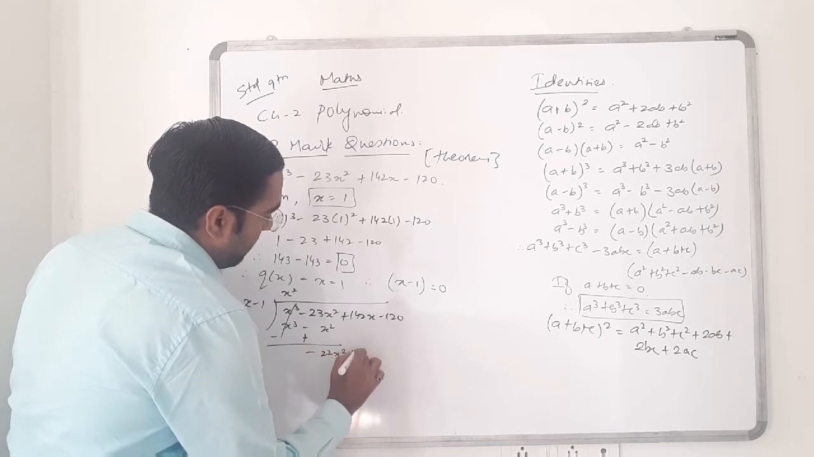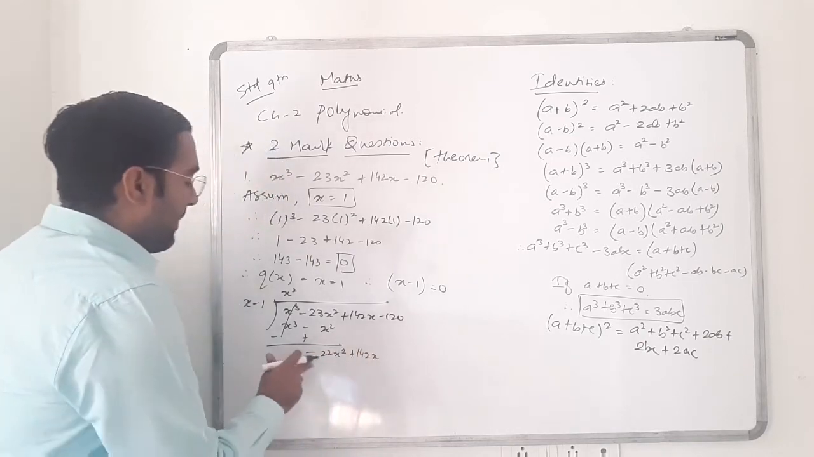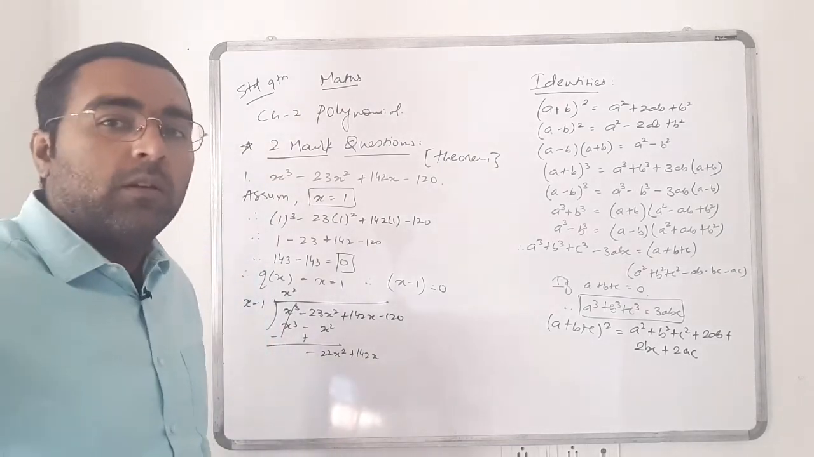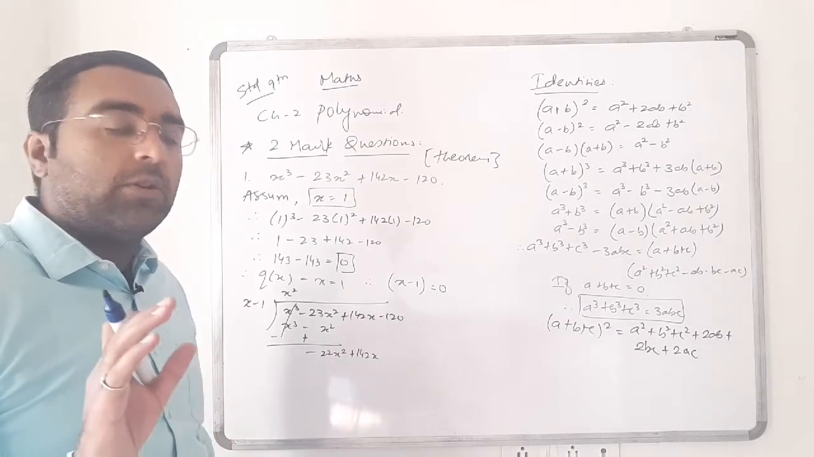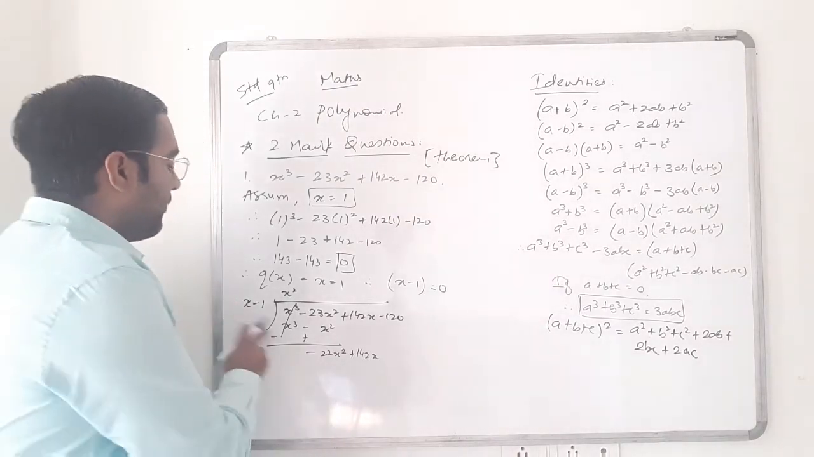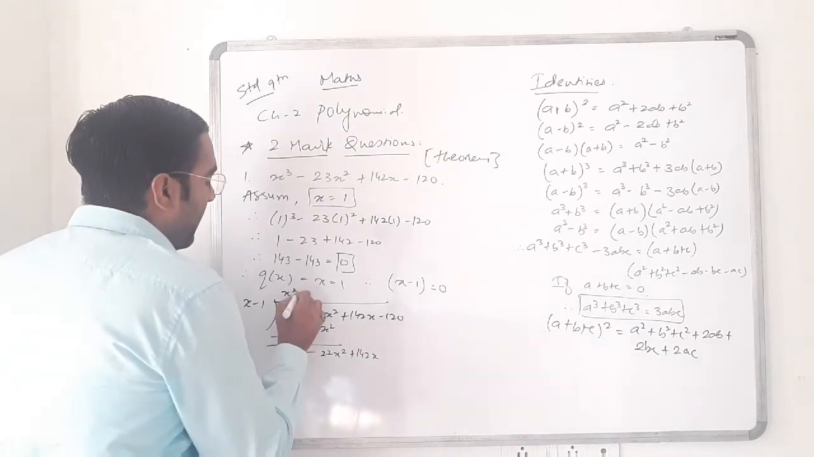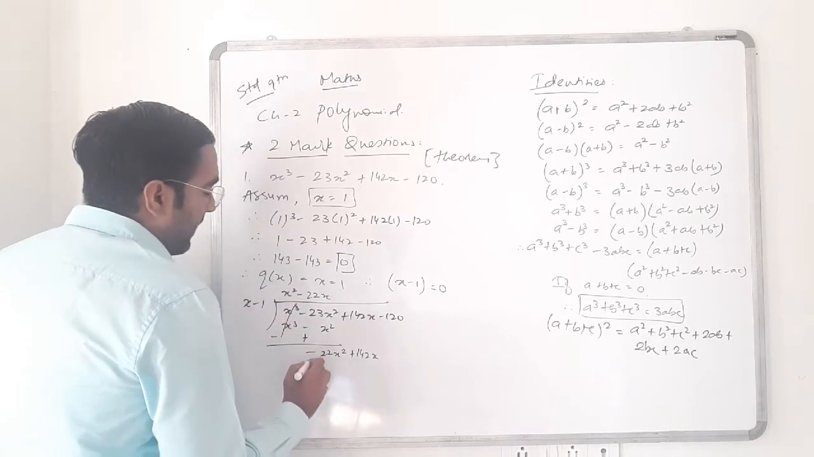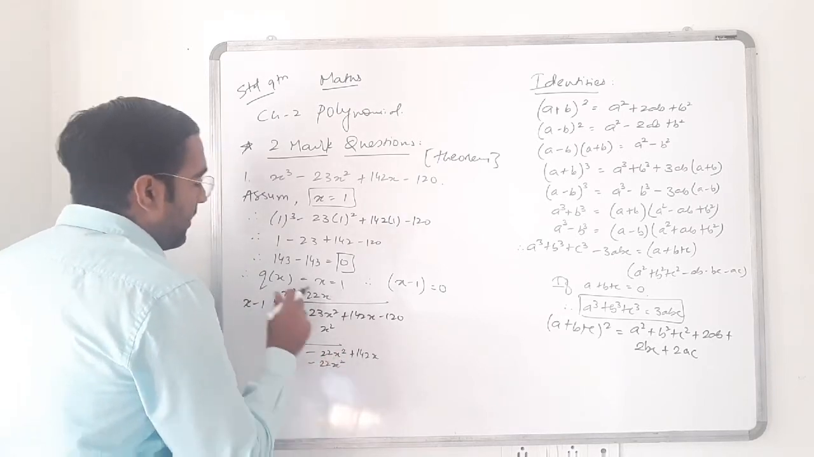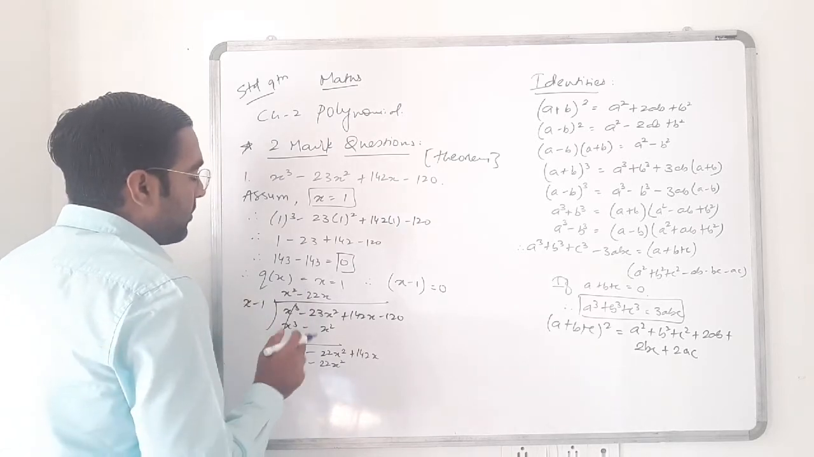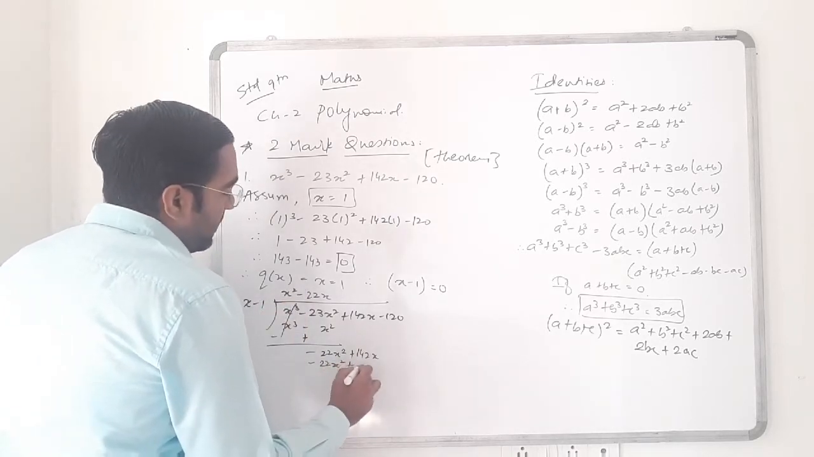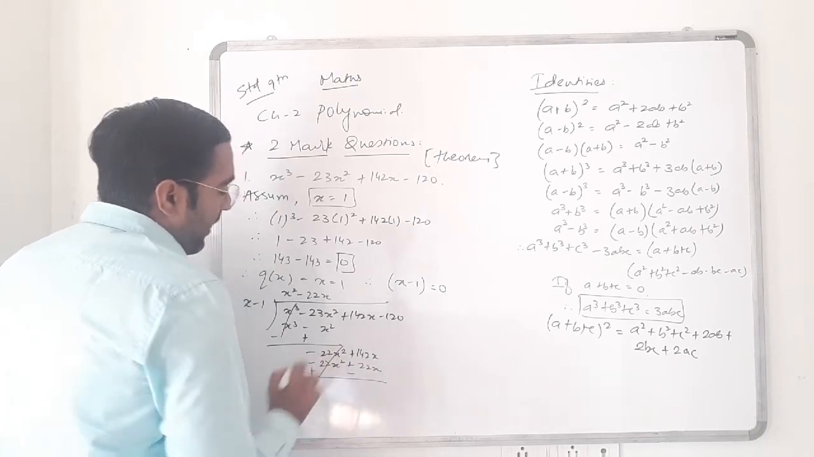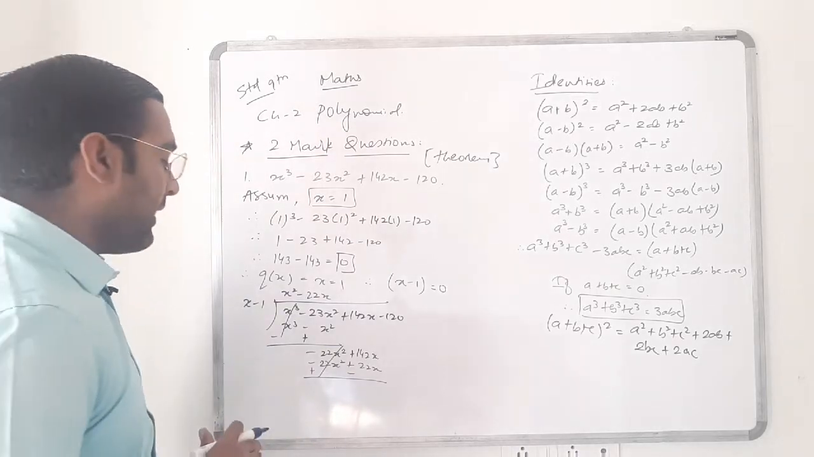Minus 22x square plus 142x. So here my minus 22x square and here is x. Now which number should we multiply with x to form minus 22x square? We should multiply minus 22x with x, that is minus 22x square, that is formed, and minus 22x into minus 1, that is plus 22x. Now I'll change the sign, and minus 22x square and plus 22x square cancel out.